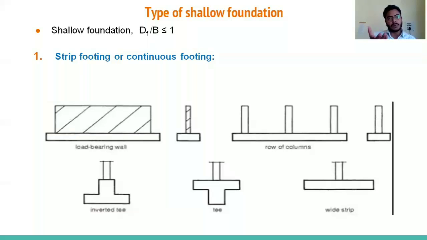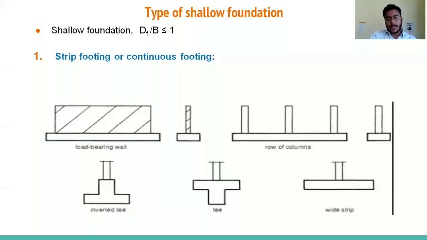In the case of columns also, when the columns are placed in a single row, we go for the strip footing. We provide a footing with a larger cross-section area, so that the load is distributed over the larger area. So in the figure you can see there is a load bearing wall. The cross section is also given.